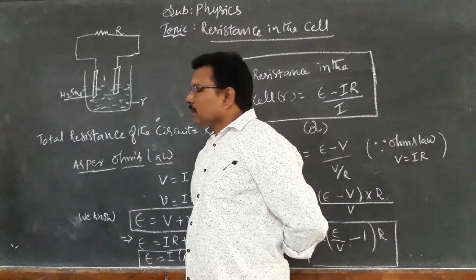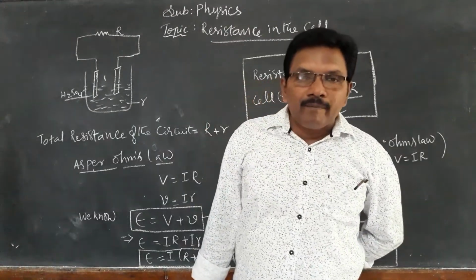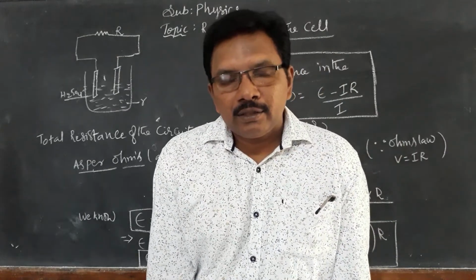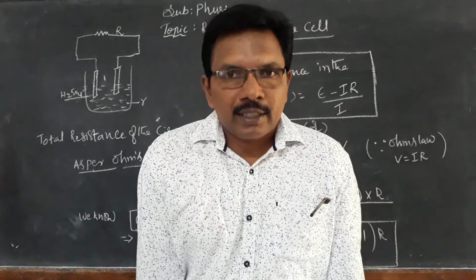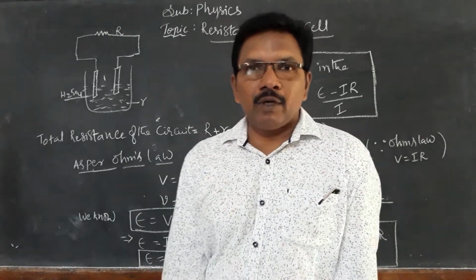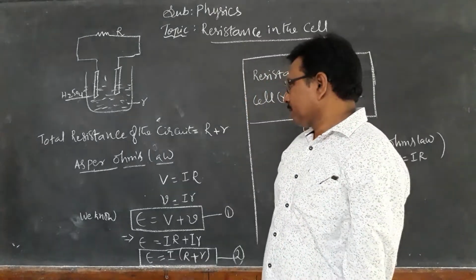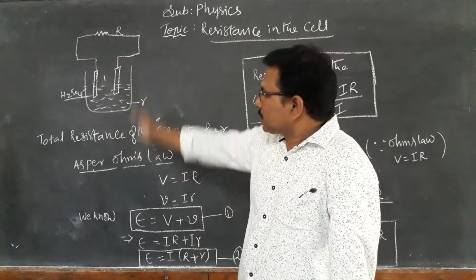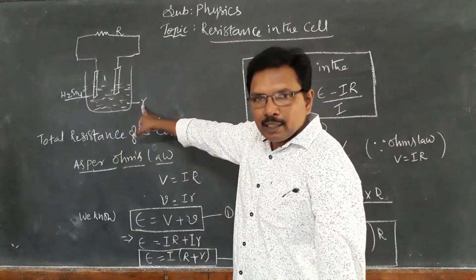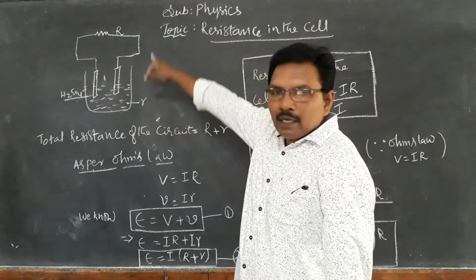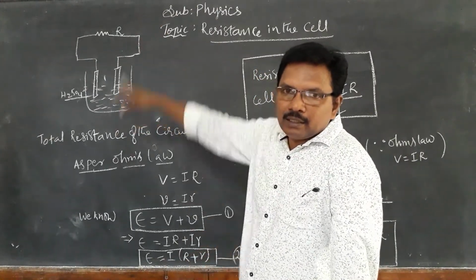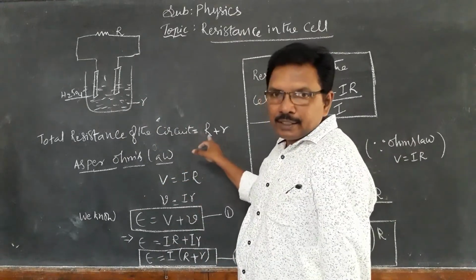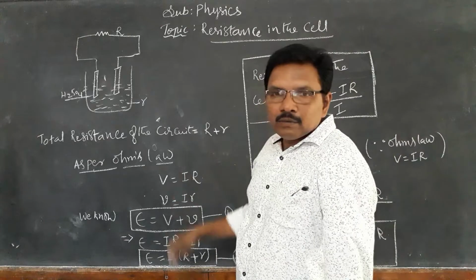Now we are going to find the resistance of this cell. Resistance means obstruction inside the cell. How to find? Look here. You know total resistance in the total circuit, inside the battery, inside the cell, and outside the cell which is connected to the terminal. So capital R plus small r.